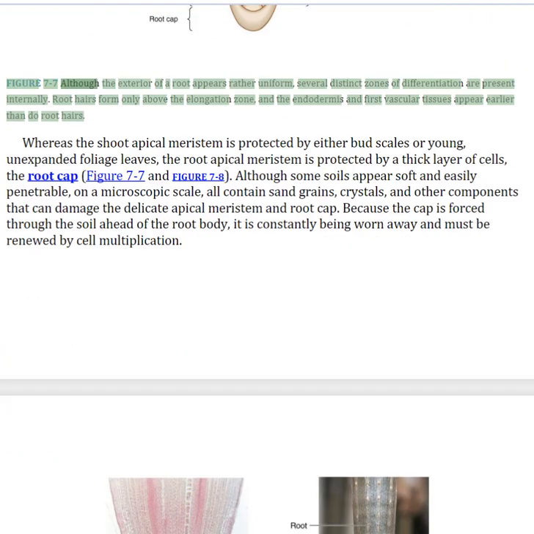Figure 7.7. Although the exterior of a root appears rather uniform, several distinct zones of differentiation are present internally. Root hairs form only above the elongation zone, and the endodermis and first vascular tissues appear earlier than do root hairs.